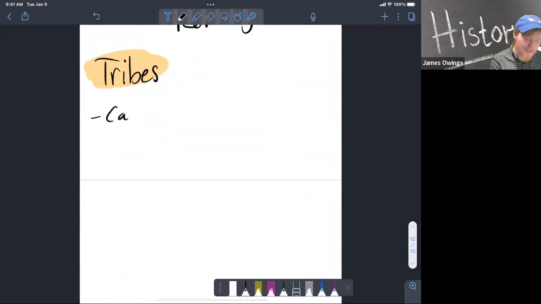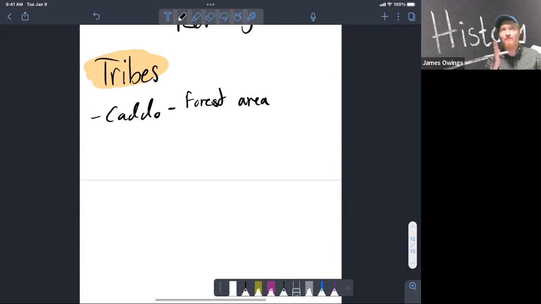First tribe you got to know about is the Caddo tribe. The Caddo tribe is a forest area, non-nomadic. They live in one specific area, which is in the far northeast side of Texas. Just know that they live in a foresty area. They're non-nomadic.